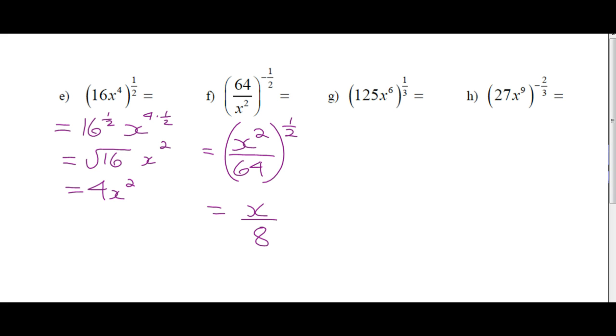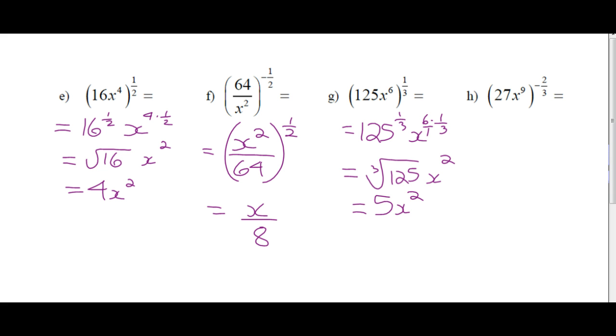125x to the 6th to the 1/3. So it's going to be 125 to the power of 1/3. x to the 6 times 1/3, if it helps, right? The 6 is 6 over 1. This is the cube root of 125. This is x to the power of 2, x squared. Cube root of 125 is? And we get 5x squared.